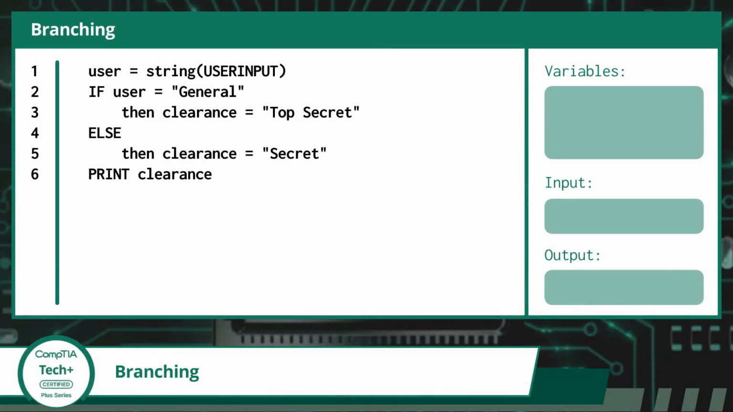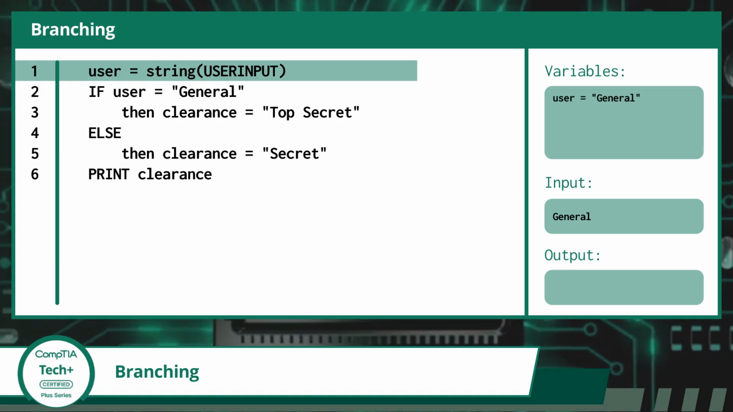To wrap up this video segment, let's take a look at an if-else branch using some pseudocode and walk you through the code line by line. For our example, we will have some fun and pretend we are working with some military security clearance levels. First up, let's take an input for the user variable. Our input will be general. In receiving this input, our user variable becomes equal to general and is stored in memory.